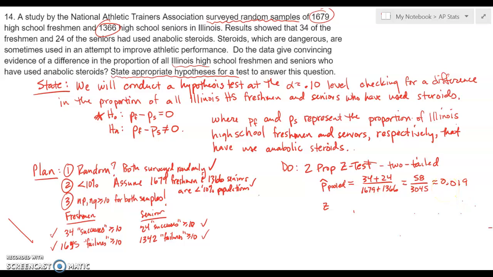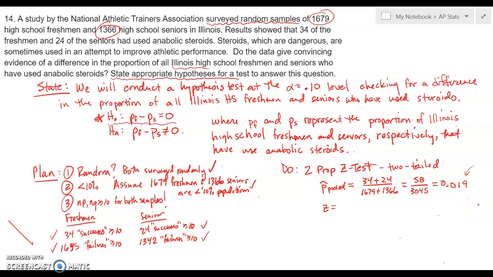Next thing we want to do is calculate our z-score here. So to calculate the z-score, we're going to take the differences between the two proportions. So there's the differences between the sample proportions calculated. This one is just 34 over 1679. This is 24 over 1366. We subtract the quote-unquote true population difference in proportions, which we're assuming under that null hypothesis is 0.